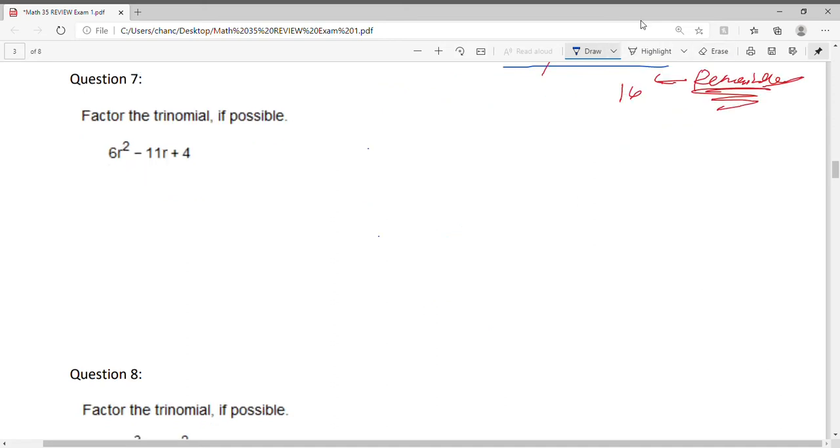For question number 7, we're going to factor the trinomial if possible. Notice that there are no GCF terms in this question. I do not have anything that I can take out from all three. So we'll go on to the next step, and that's to look at the number of terms. If you look at the number of terms, there's 3. So that means I'm going to use the AC method or the diamond method.